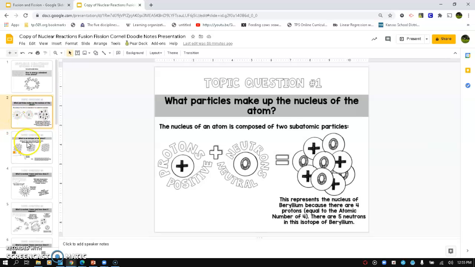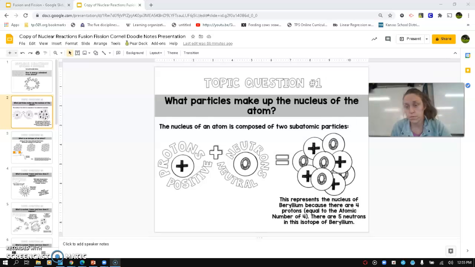So what particles make up the nucleus of an atom? These first two slides are review. The nucleus is composed of two subatomic particles: protons and neutrons. And remember that the neutrons were like bungee cords. They helped keep the repelling protons from expanding away from each other. This is beryllium because we have 1, 2, 3, 4, and then we have 5. So its mass number is 9. Be's atomic number is 4.